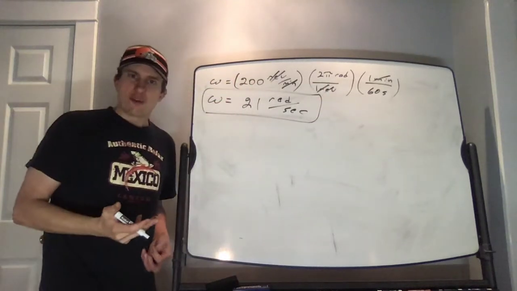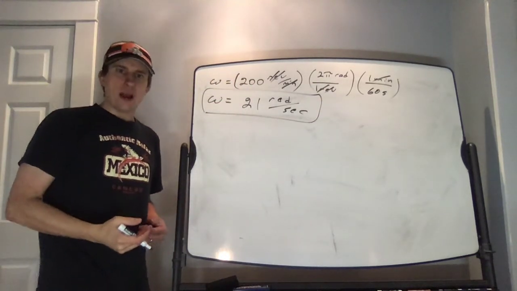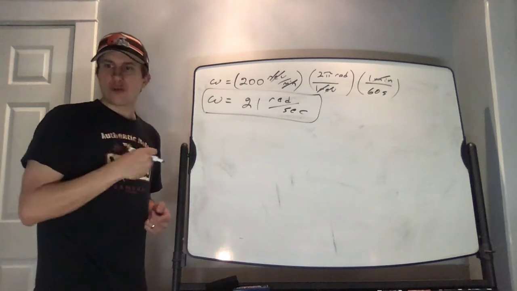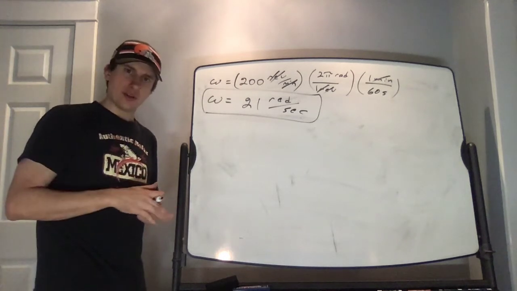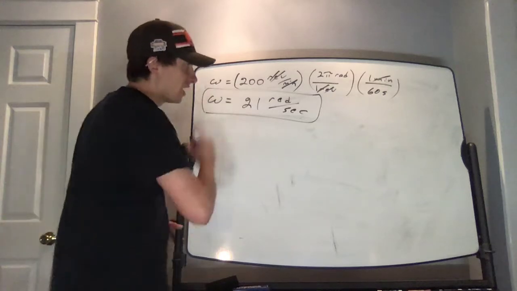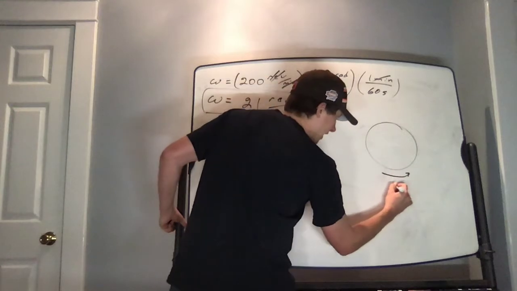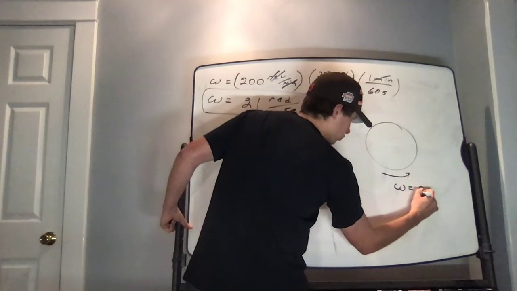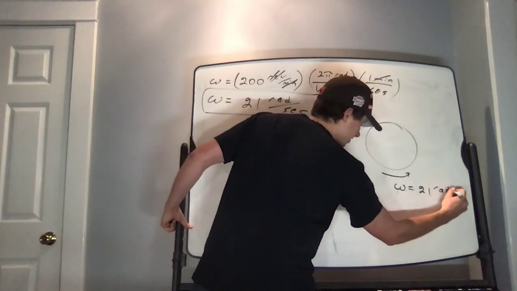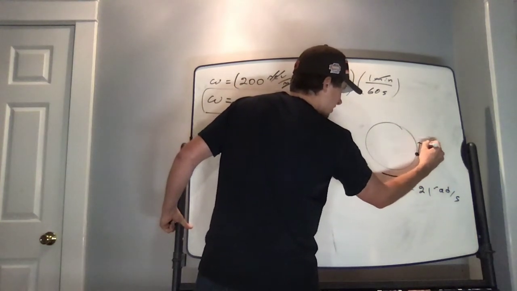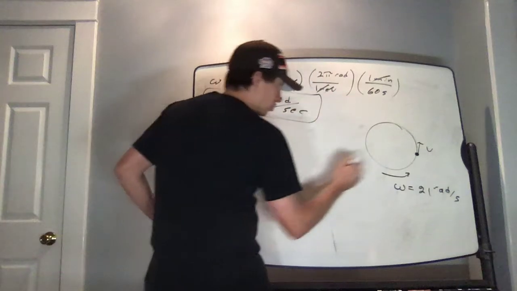In part B of this problem, we are asked to find the linear speed of a point on the edge of the wheel. We're given the radius of the wheel. The radius of the wheel is 0.6 meters. So here is the wheel. It is spinning around at a rate of omega equals 21 radians per second. And we are asked to find what is the speed of a point on the edge of the wheel.